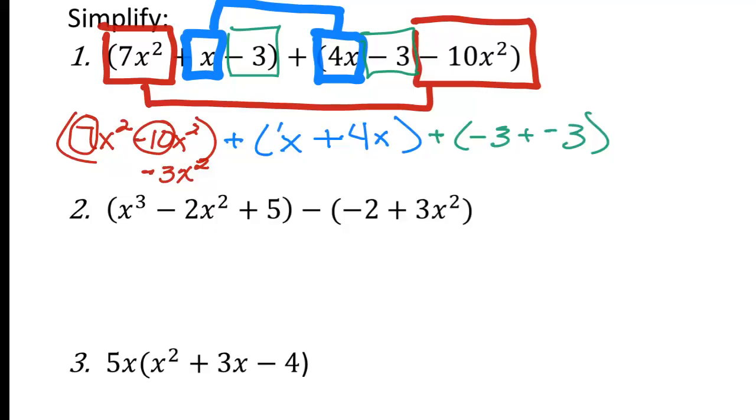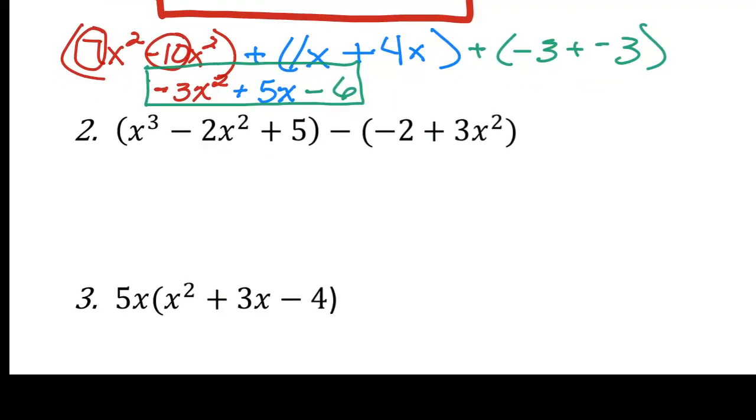Plus, I know there is a 1 in front of that x. 1x plus 4x gives me, Bear, what does that give me? 5x. And how about negative 3 plus negative 3? Gives me negative 6. Or just minus 6. So this is my final answer. Negative 3x squared plus 5x minus 6. Does that make a little more sense now? Yes, good. All right.